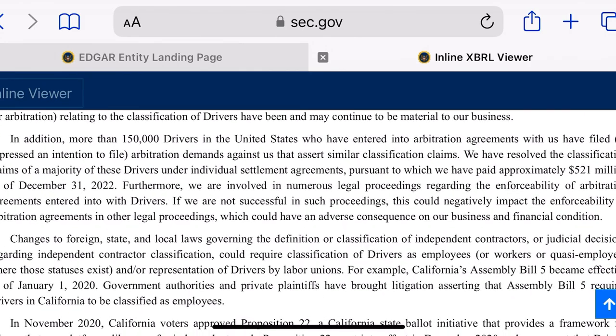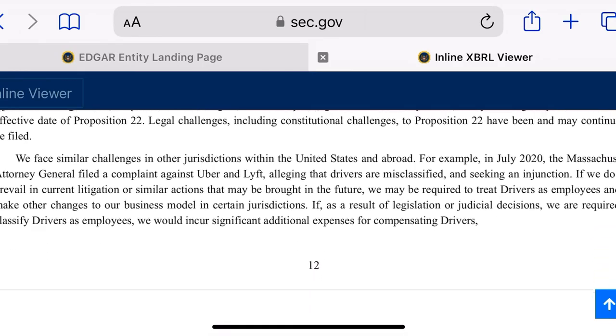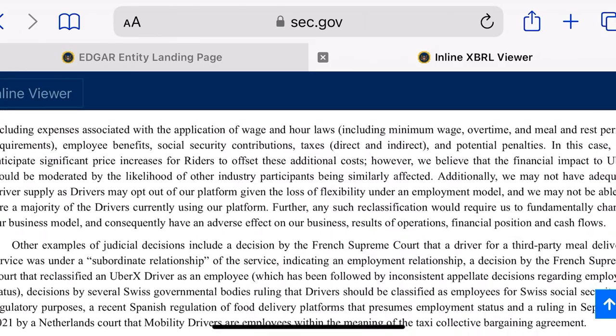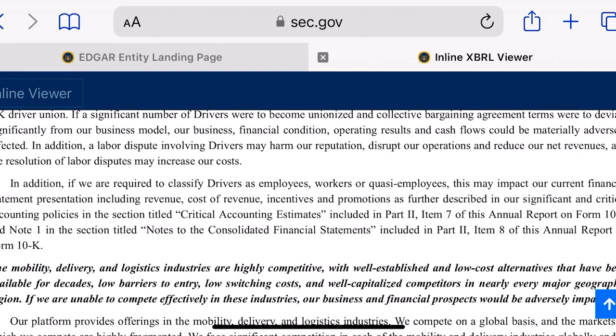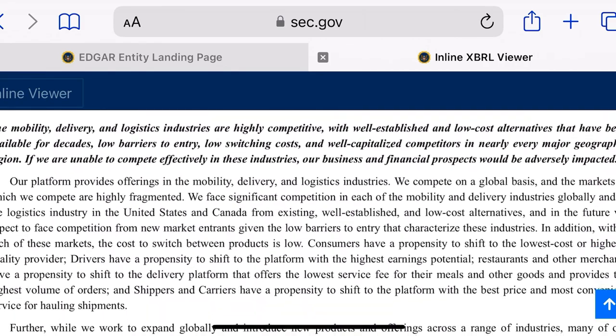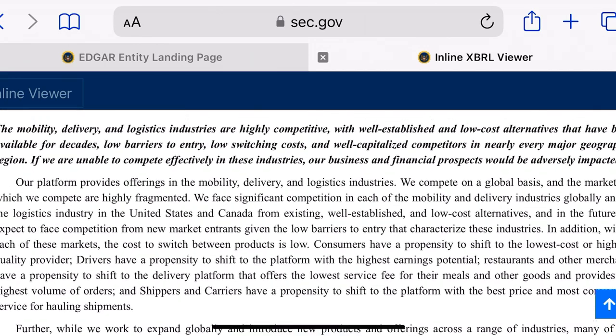And so 150,000 drivers in the U.S. have entered into arbitration agreements with us, filed or expressed an intention to file arbitration demands. So we've resolved some of these, and we've paid approximately $521 million as of this last year. Lots of lawsuits there. And they got to kind of list those out for us. So this is a big thing we have to look at when we're looking at a company like Uber, especially since it's kind of starting out, highly competitive environment, but also their labor is a lot different. It's part of this gig economy. And that's something we really got to consider.